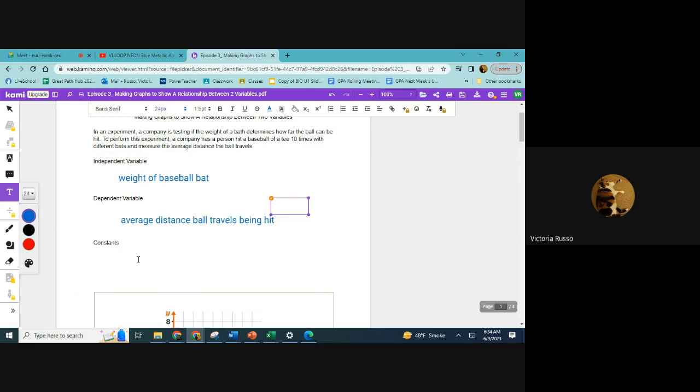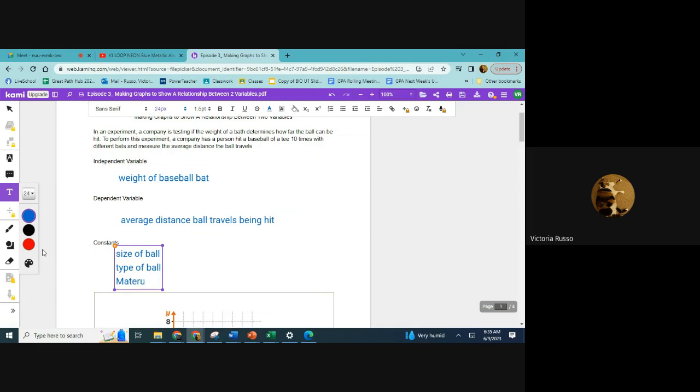Now constants are things that we want to remain the same, so that the only thing that is affecting how far the ball travels is the weight of the bat. We could name these forever, but one thing you wouldn't want to change is the size of the ball, the type of ball. Bats can be made of different things, so the material of the bat.